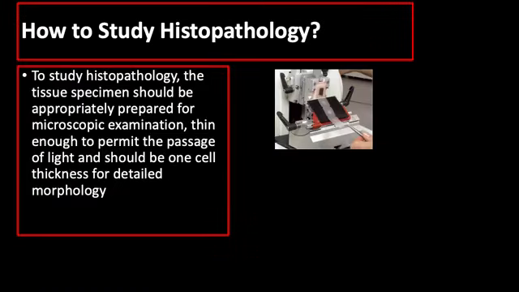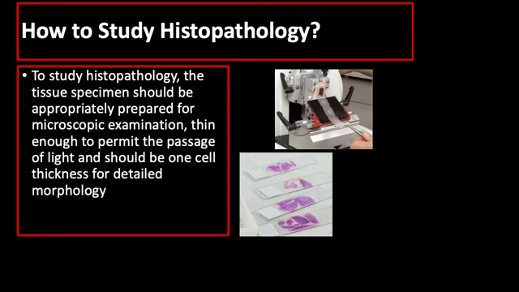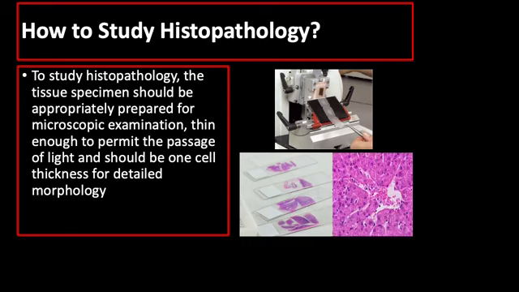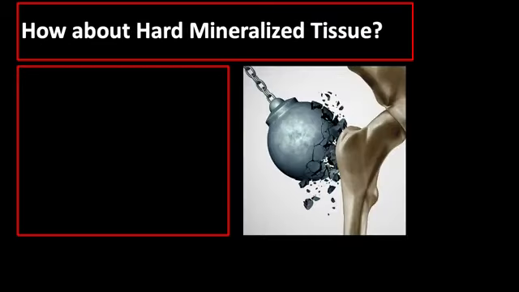To study histopathology, the tissue specimen should be appropriately prepared for microscopic examination, thin enough to permit the passage of light, and should be one cell thickness for detailed morphology. How about hard mineralized tissue? How do we cut and section it for histopathologic study?